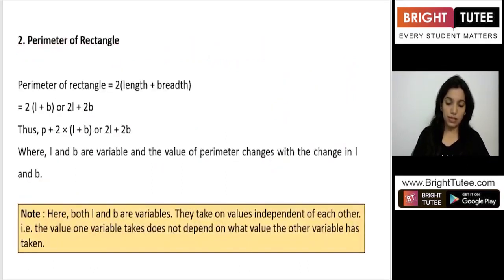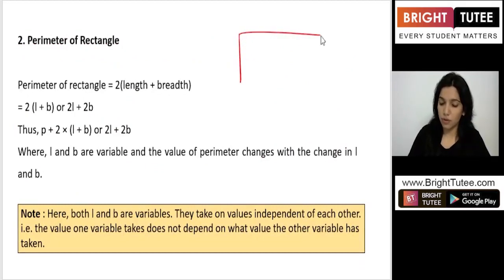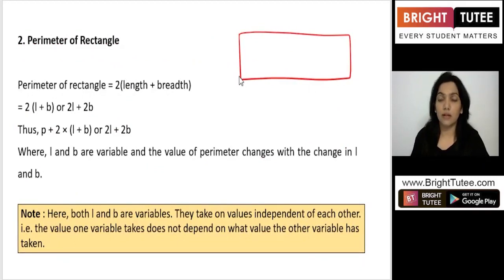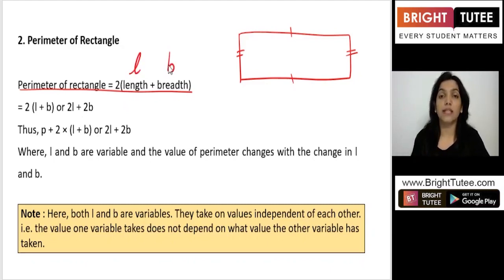Now moving to the next one, the perimeter of a rectangle, the next common shape that you see all around you. We know that in a particular rectangle, the opposite sides are equal, right? So this is equal to this one, the lengths are equal and the breadths are equal. Now we write the perimeter of a rectangle as 2 times (length plus breadth). Instead of writing the whole words length and breadth, we are using the alphabets l and b. These are small letters.